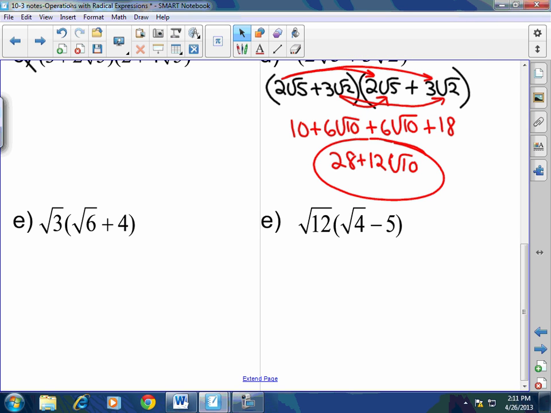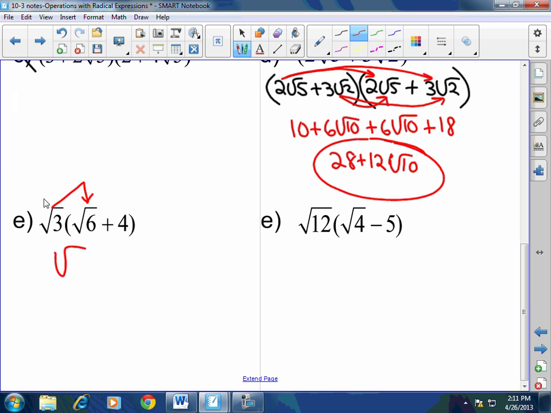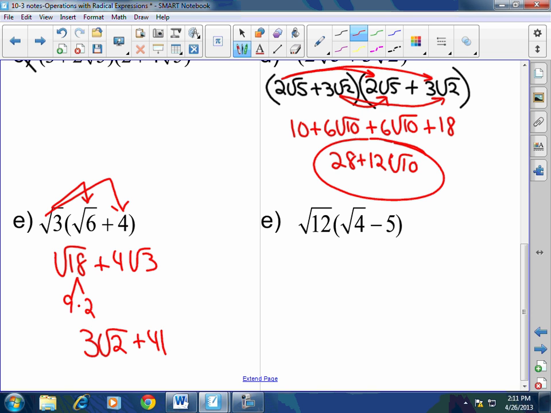Okay, guys, so square root of 3 times square root of 6 is square root of 18. Plus square root of 3 times 4. Okay, now we're not done, though. I can simplify this. This comes out to be 9 times 2. What's the square root of 9? So this is really going to be 3 square root of 2 plus 4 square root of 3.